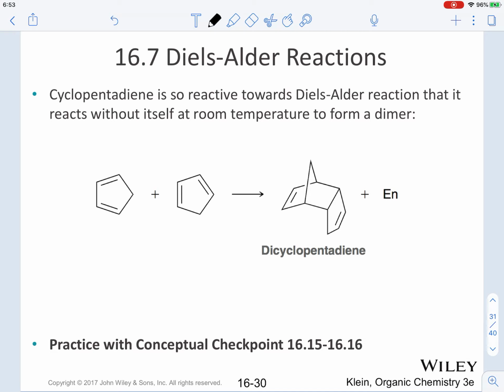Now, understand that cyclopentadiene is actually a very special molecule because it is so reactive towards the Diels-Alder reaction that it will react with itself without any specific amount of heat added to the reaction, so at room temperature, and it's going to form a dimer. And as you can see, here is the product of when cyclopentadiene reacts with itself.